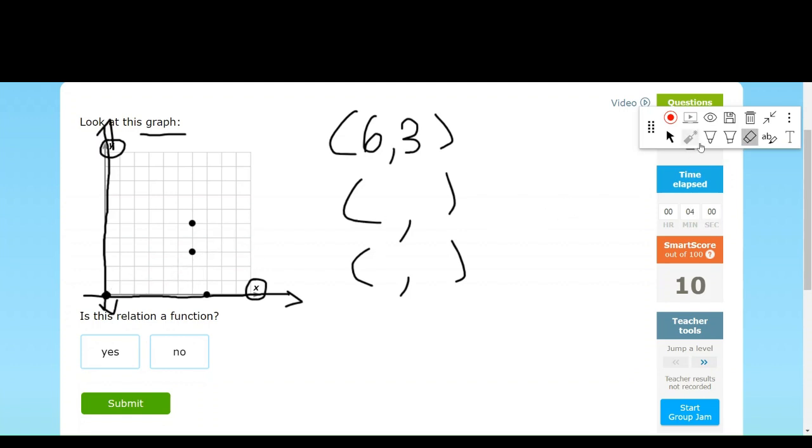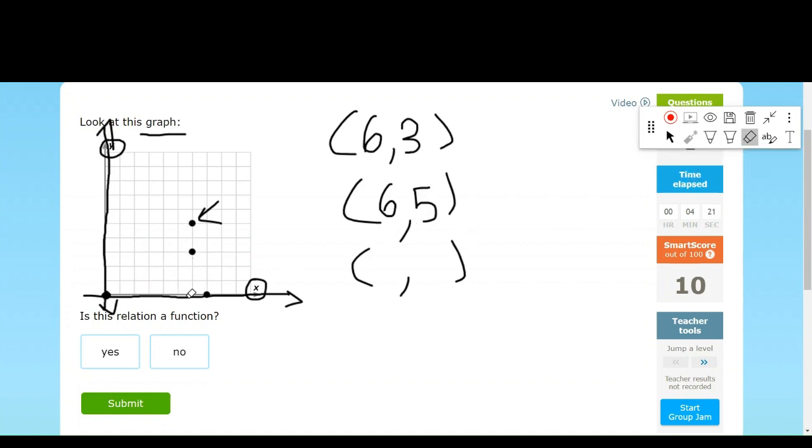All right, moving on to the next point. 1, 2, 3, 4, 5, 6. My horizontal distance is 6. 1, 2, 3, 4, 5. My vertical distance is 5.